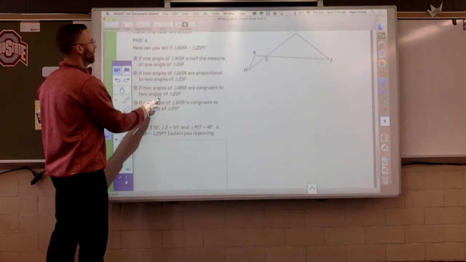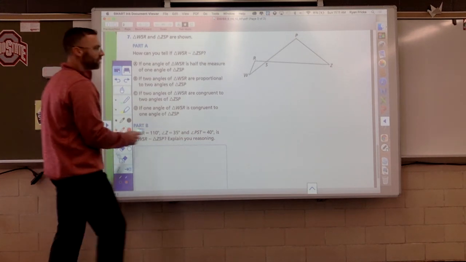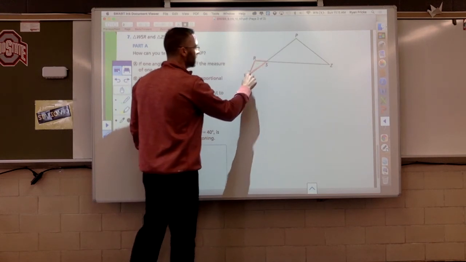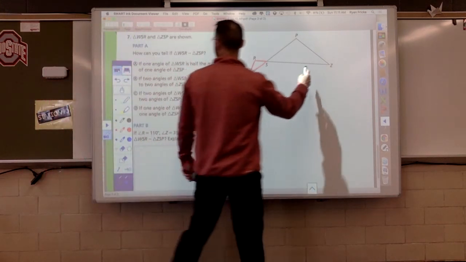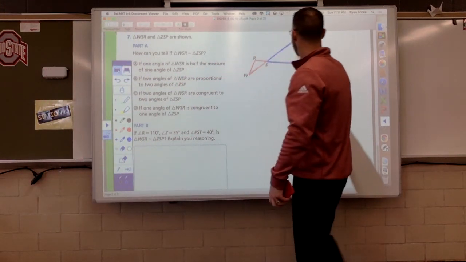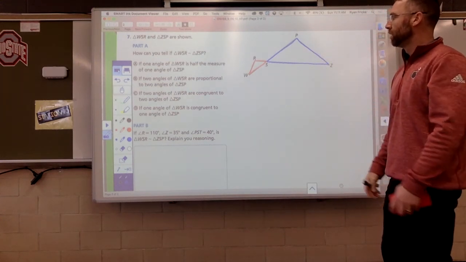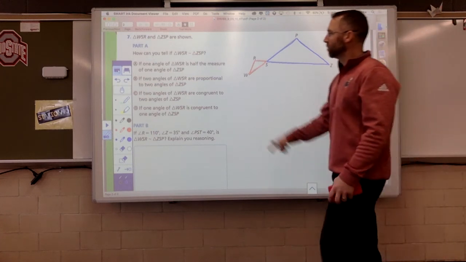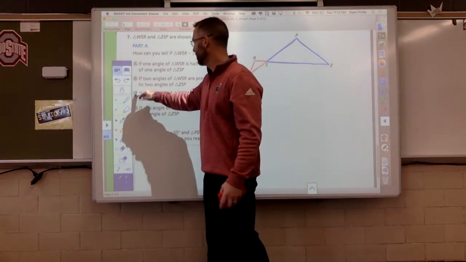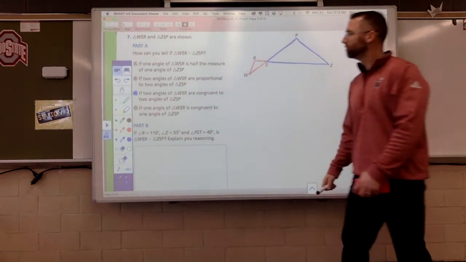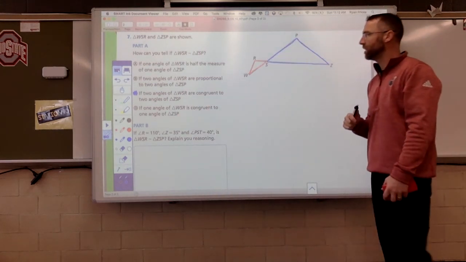Moving on down. Let's look here. Triangle WSR. WSR. And triangle ZSP. ZSP. There's your triangles. How can you tell if they are similar? Well, we've got to determine if 2 angles are congruent. Oh, there it is. Letter C. Okay? 2 angles of WSR are congruent to 2 angles of ZSP.